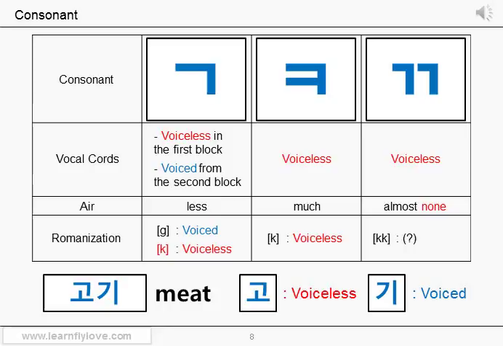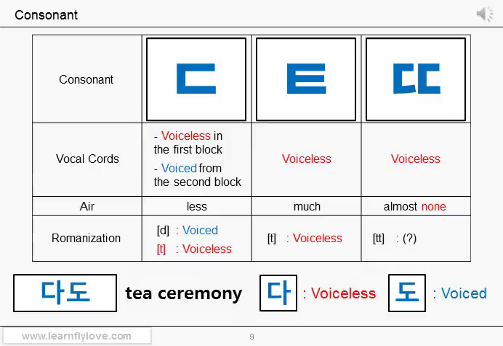G. I will read the same word, which means meat, three times with three different pronunciations. Tell me which one is correct. 고기. And 고기. And 고기. Again, 고기. And 고기. And 고기. Now, can you tell the difference? Hope you can.